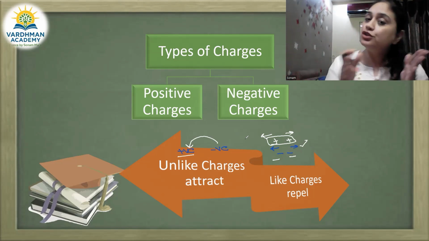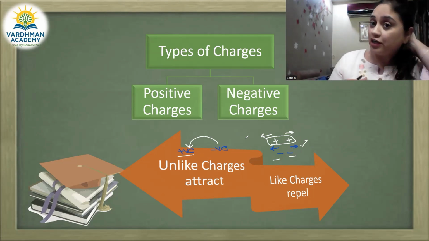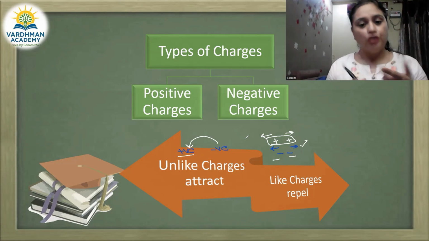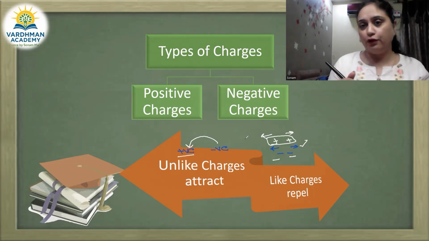तो ये समझना बहुत जरूरी है कि unlike charges attract क्यों करते हैं और like charges repel क्यों करते हैं. So जो unlike charges होते हैं, वो एक charge दूसरे charge की need fulfill करता है.